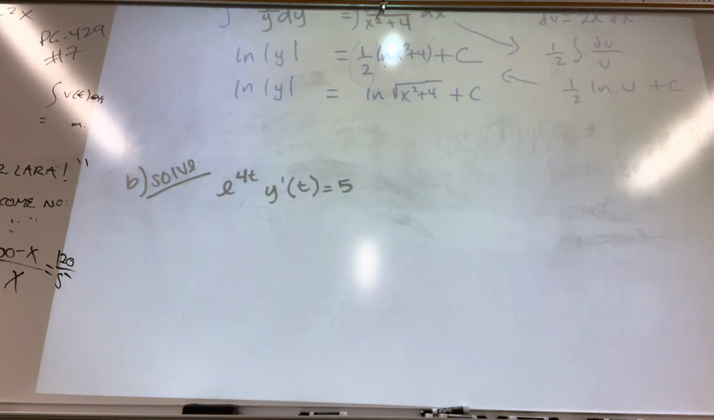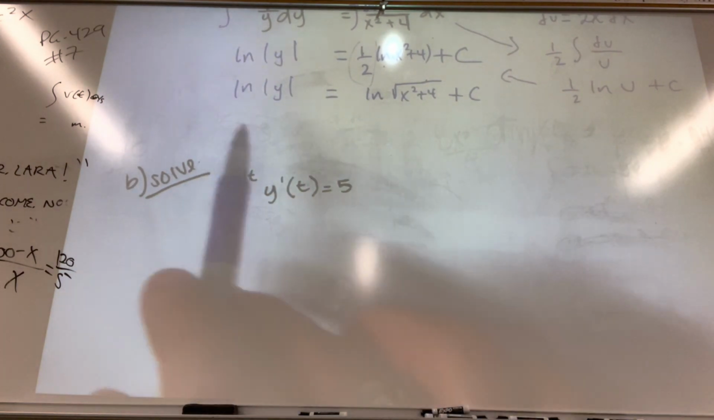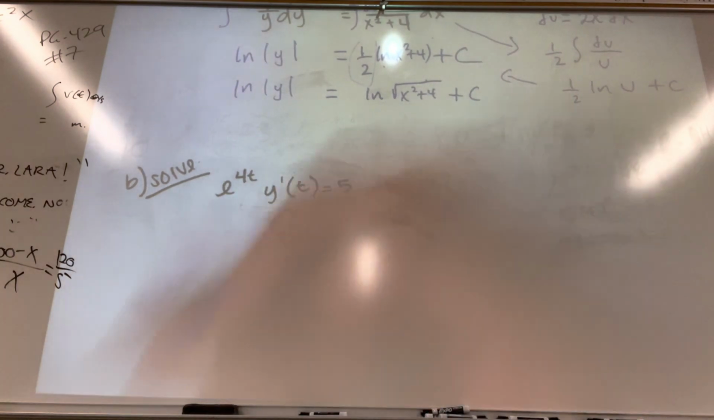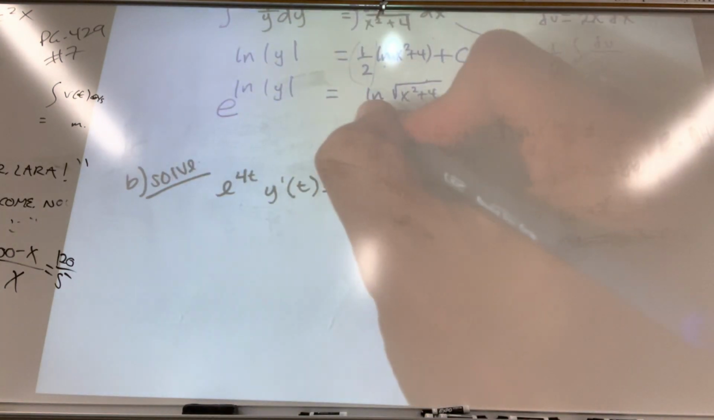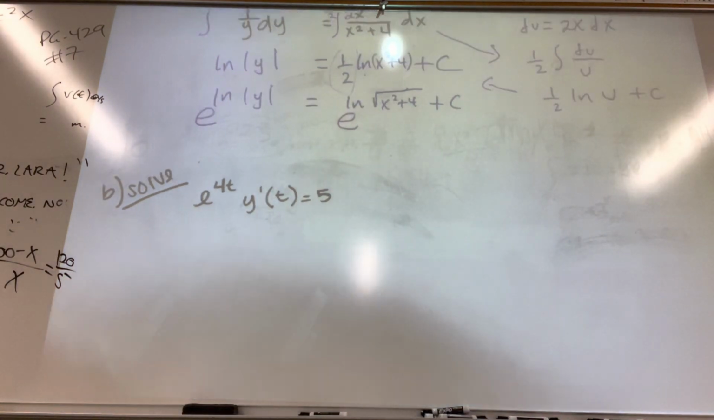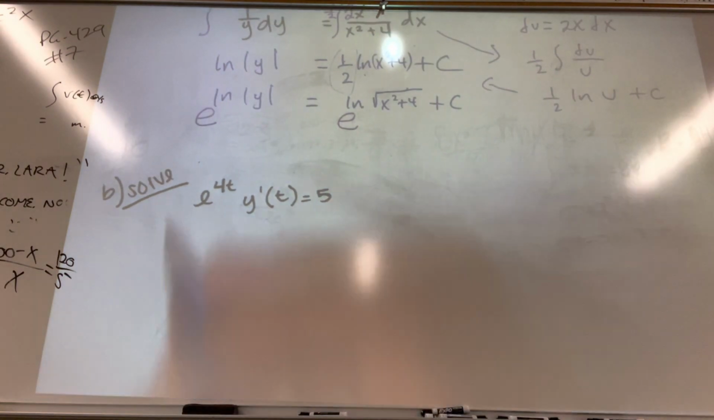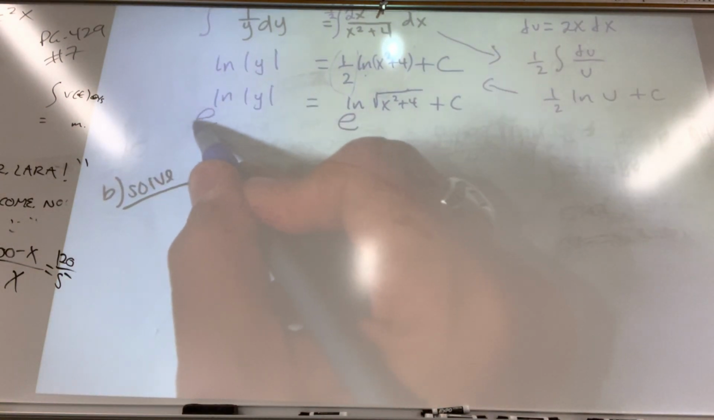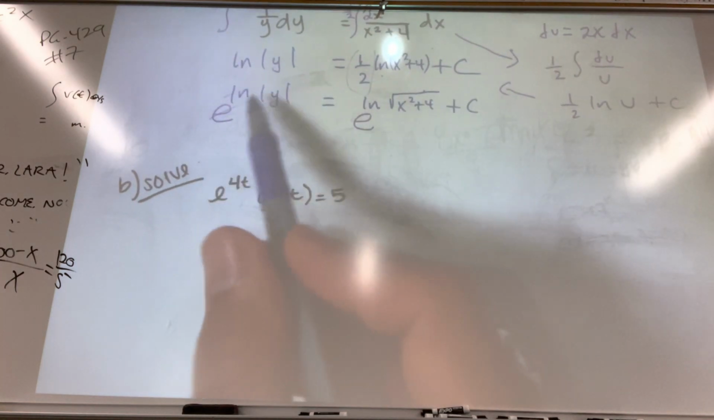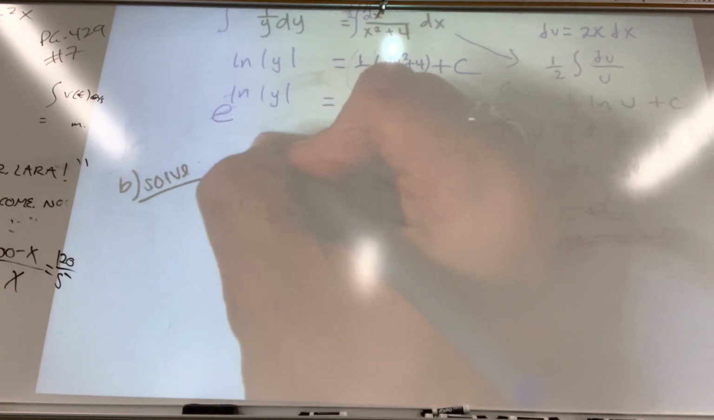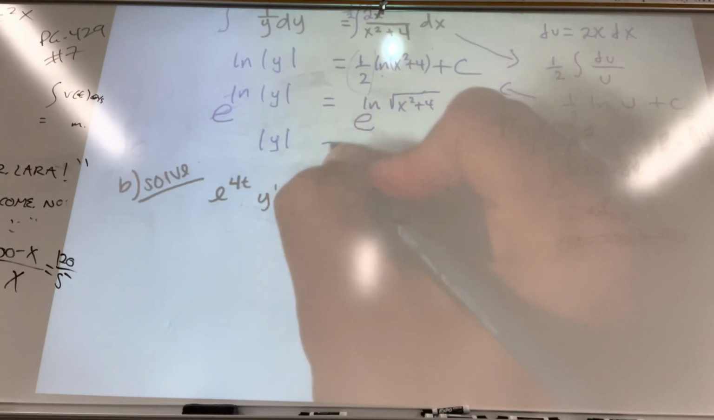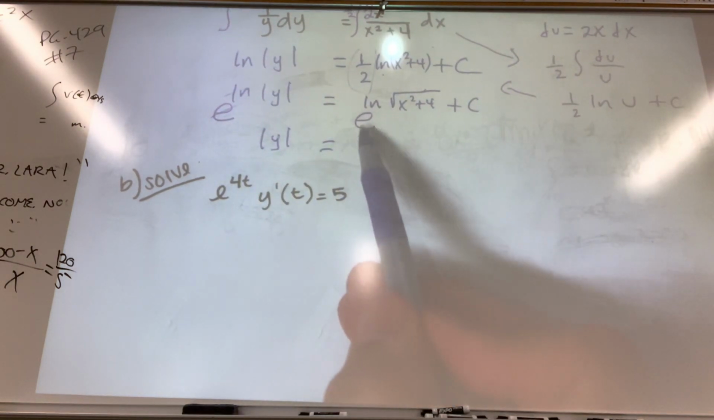I'm trying to get y by itself. What can I do to both sides to get rid of that ln? E. A big E. So then this disappears here, the E and the ln. Just like one direction, they go away. Oh, too soon? Too soon? And then I end up with this one.